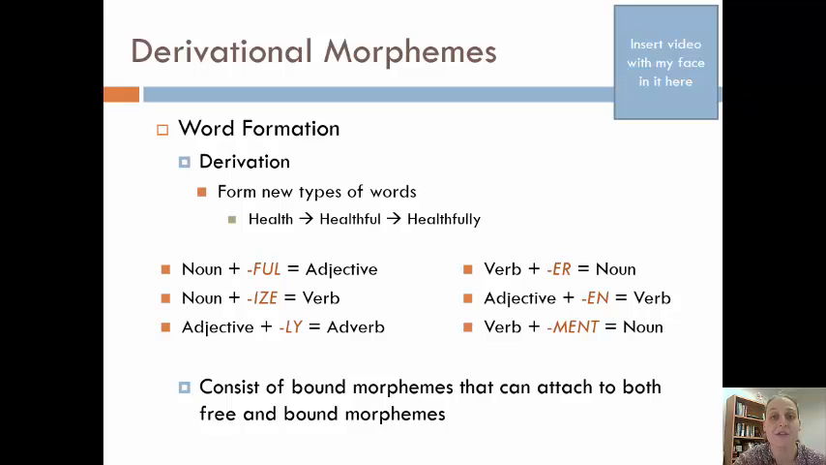Also keep in mind that derivational morphemes are bound morphemes, and these bound morphemes attach to both free and bound morphemes. So in the case of health, we see that th attaches to heal. We know that heal is a free morpheme, right? It can stand by itself. So see that th, it's a bound morpheme that is attaching to a free morpheme. On the other hand, we can still attach bound morphemes onto that. So health becomes healthful, attaching full, a bound morpheme, to another bound morpheme, th.